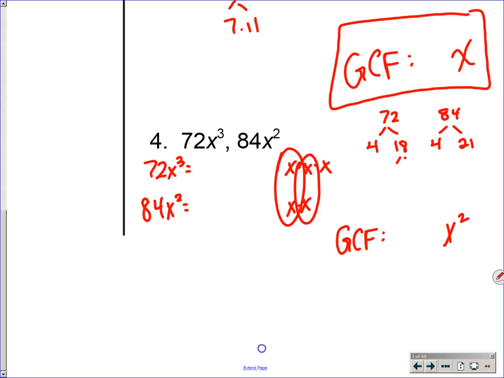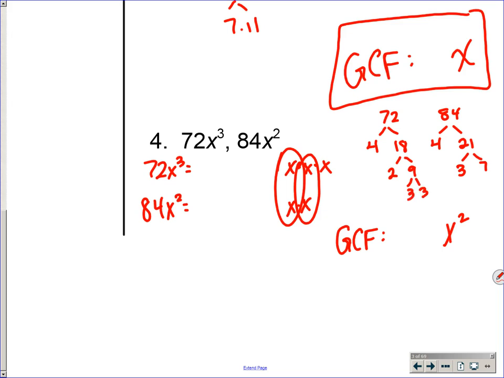Now, we better keep looking. Does anything else go in? We have 2 and 9, and we have 3 and 7. Oh, those are different. But wait, what do you see? 3 and 9. Doesn't 3 go into 3 and 3 go into... Okay, so hold on.